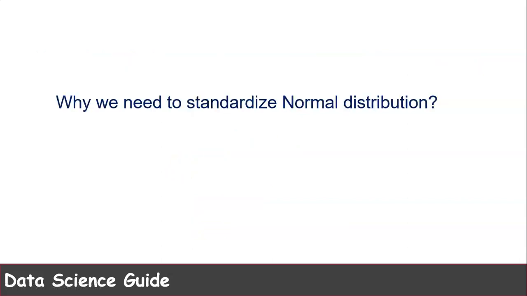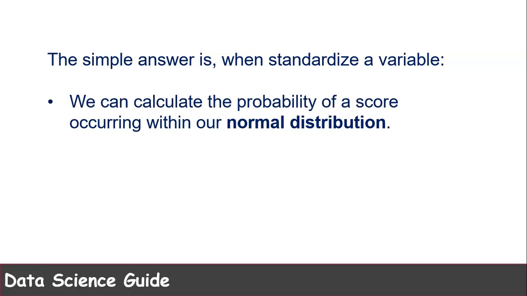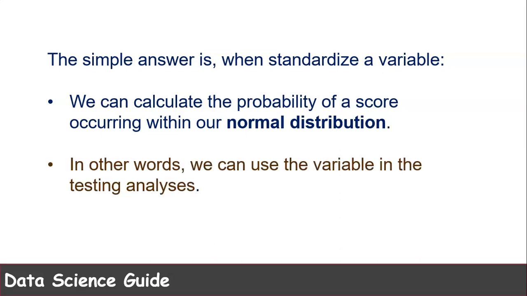And the question here: why do we need to standardize a normal distribution? The simple answer is when we standardize a variable, we can calculate the probability of a score occurring within our normal distribution. In other words, we can use the variable in the testing analysis. So when the variables are standardized, we can apply the standard normal distribution rules and test that variable. And you are going to see that in the next tutorials when we start using the standard normal distribution to find the confidence levels and test hypotheses.